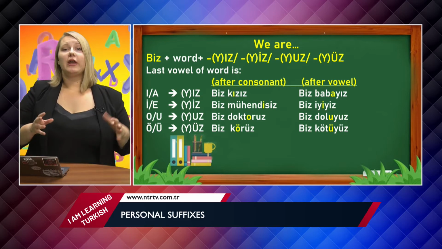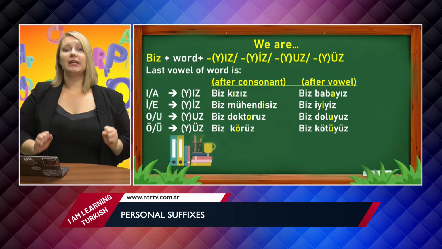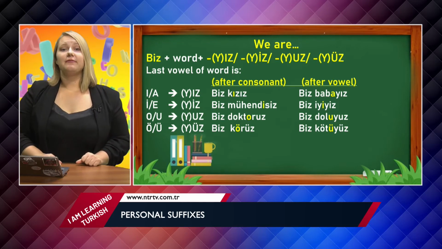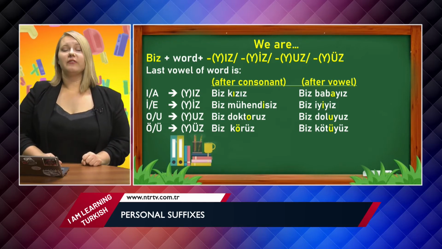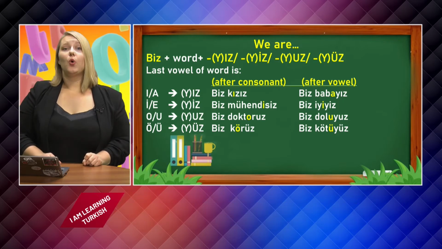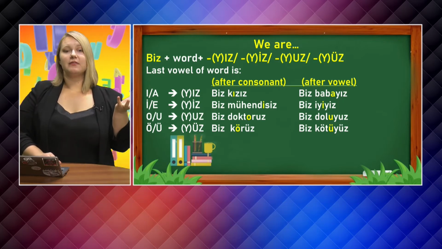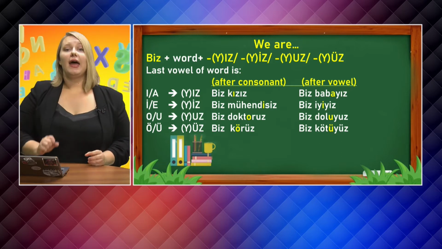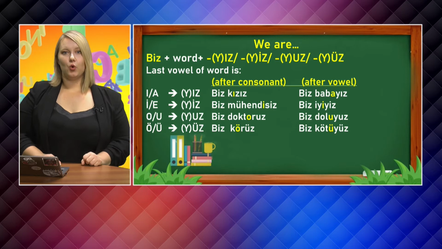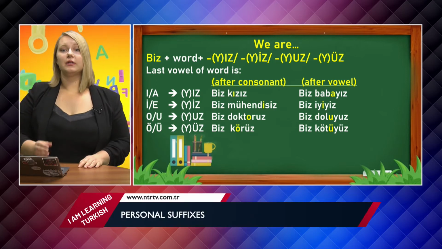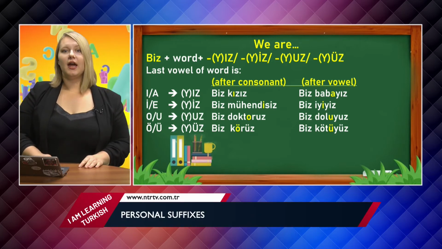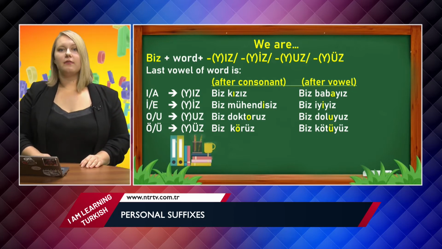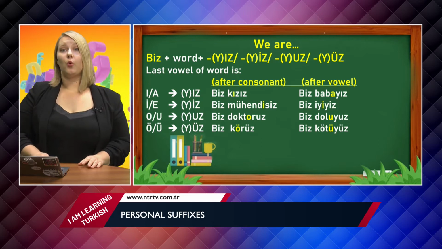To say we are something, we need to do kind of the same thing, but we will not have M in the end. We will have Z. So we are taking biz in the beginning, then we are putting our nice word, and then ız, iz, uz, or üz if the word finishes with a consonant, and yız, yiz, yuz, or yüz if the word finishes with a vowel.